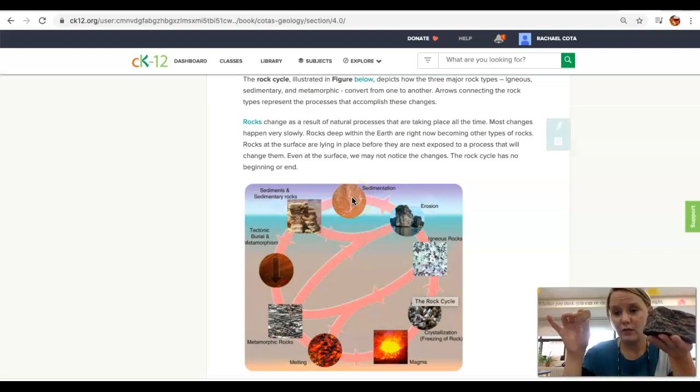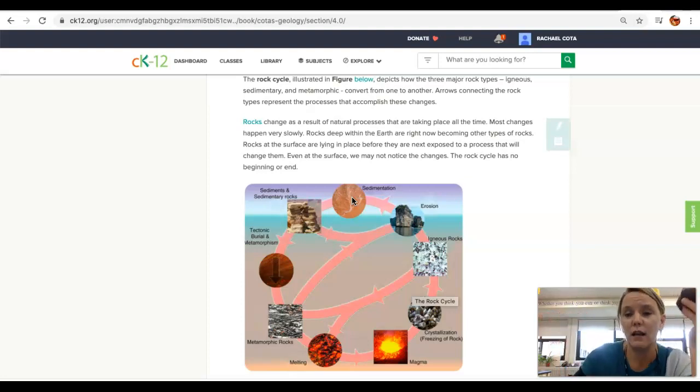Any of these rocks can become any other type of rock, depending upon the environment. Our rock cycle has no beginning and no end. It's just like any of the other natural cycles, like the water cycle or the carbon cycle or the nitrogen cycle. There isn't really a beginning to it. It just continues. It's a continual movement of rocks through this cycle, exposing them to all of these different natural environments.